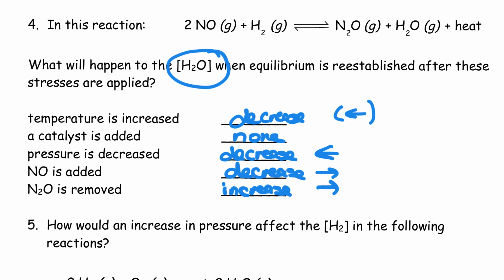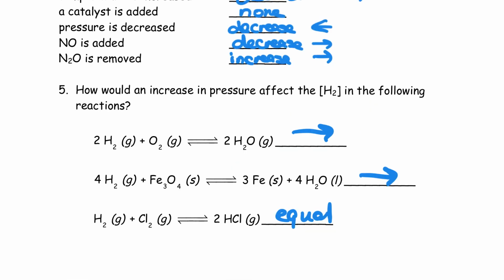Next, again, pause the video, try part 5, and then check your answers. One you might not have been sure about is that second one, and this is the interesting thing. You can only consider the pressures of gases because the solids and the liquids are not having any effect on the pressure of your container. So in the second one, you've got 4 moles of gas on the left and 0 moles of gas on the right.